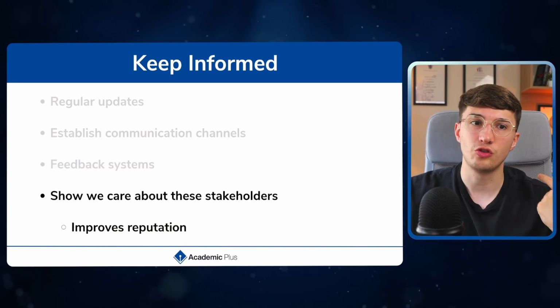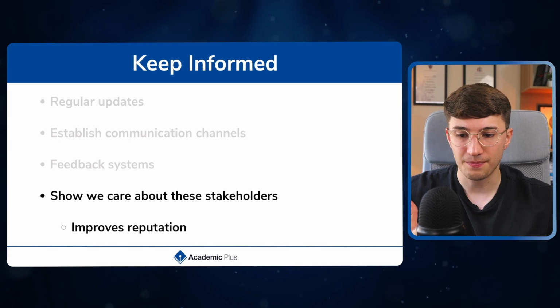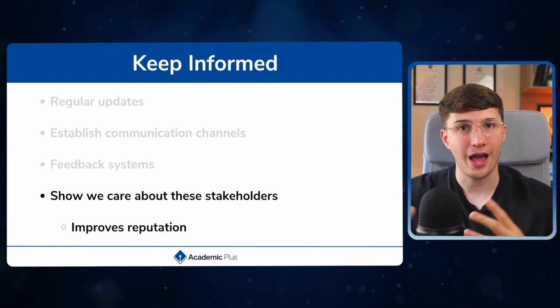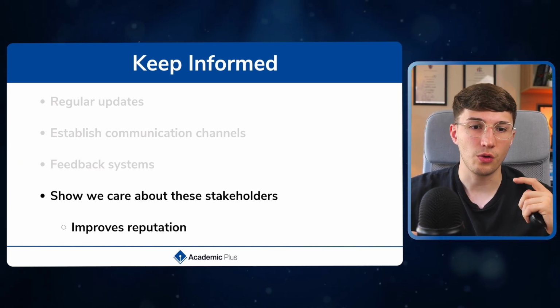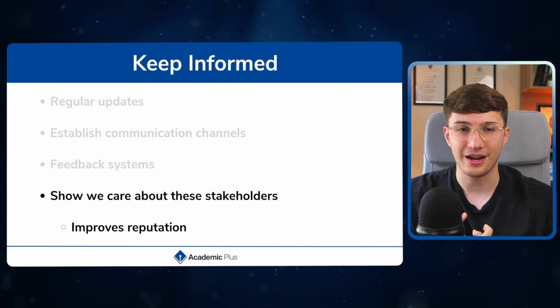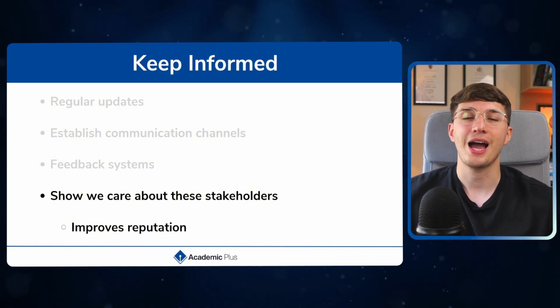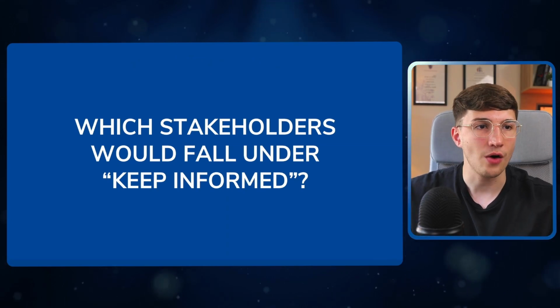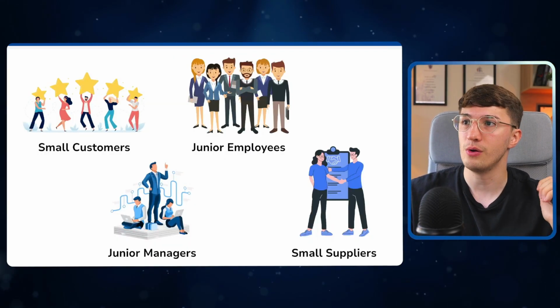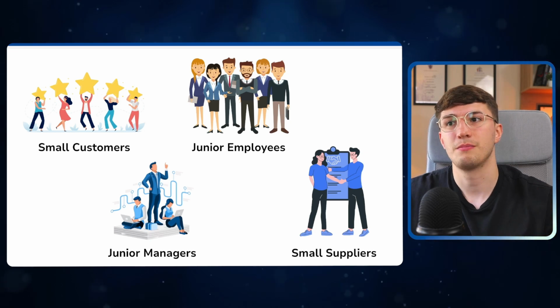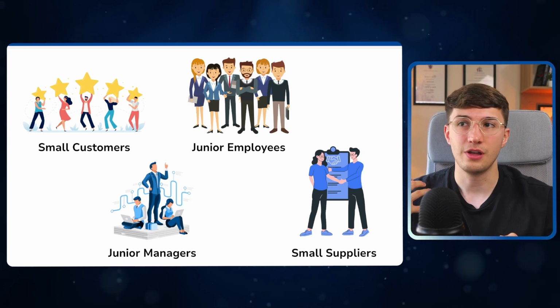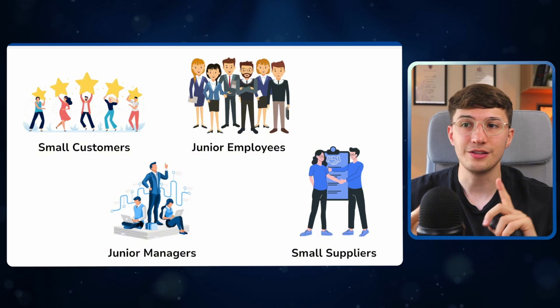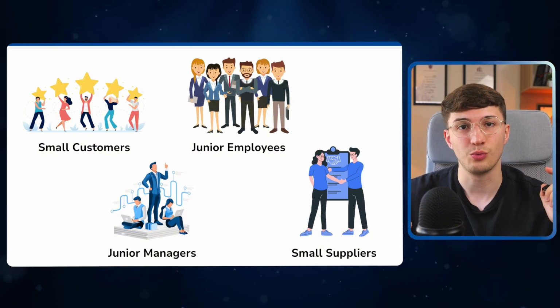So we want to show that we do care about them, because if we show that we care about these stakeholders, not ones who can necessarily impact our decision making, it can help improve our reputation. So some examples of stakeholders who we do want to keep informed: maybe small customers, maybe our junior and lower level employees, our managers, any small suppliers as well.